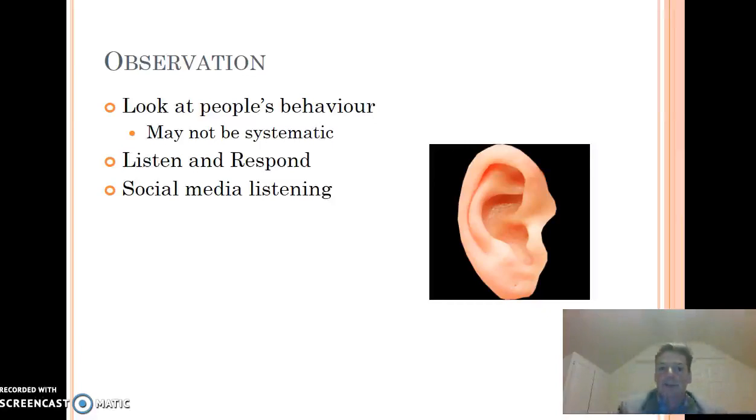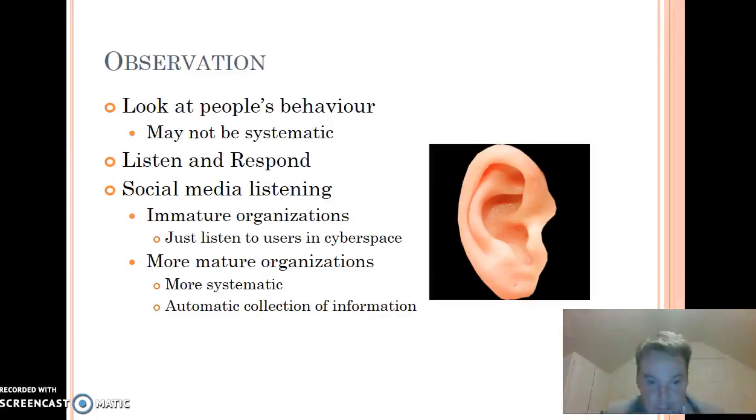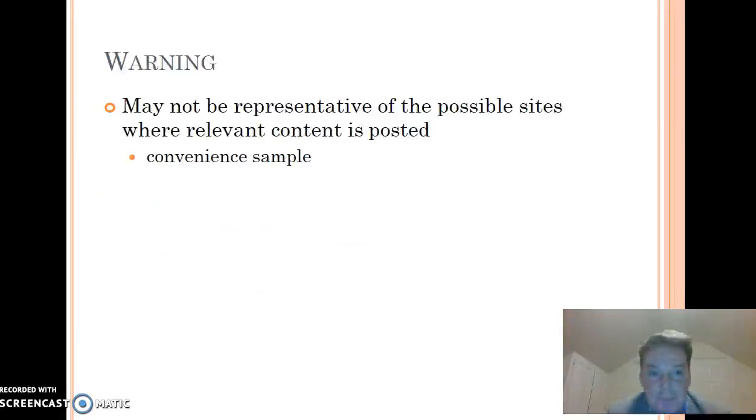And we can use social media for listening. The argument is that immature organizations just tend to listen to the user in cyberspace, and there'll be an awful lot of noise there, whereas more mature organizations are much more systematic, and they have an automatic collection of information. They'll be using tools like Hadoop to gather huge amounts of information from Twitter or Instagram and try to make sense of that.